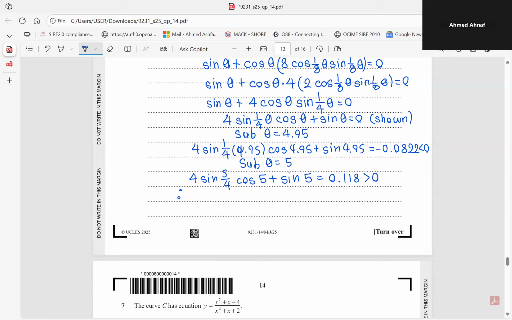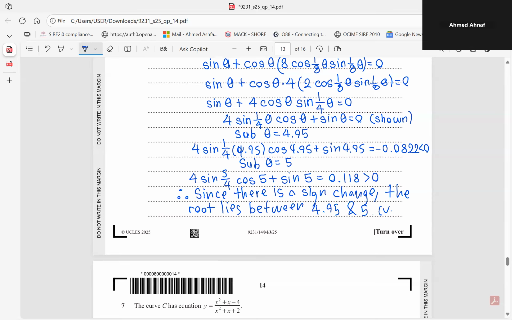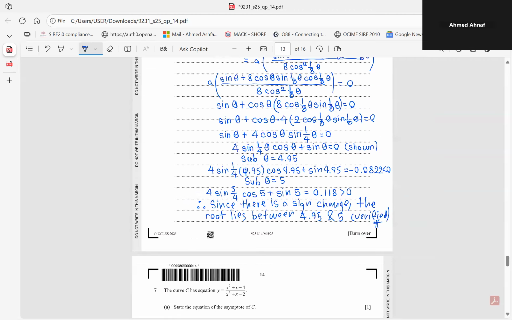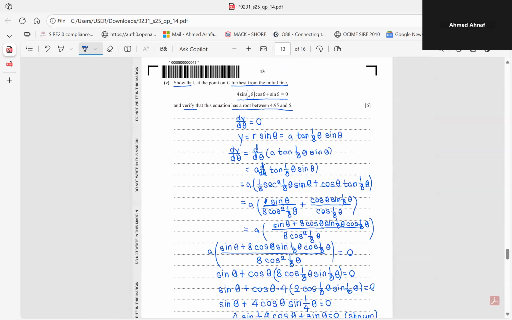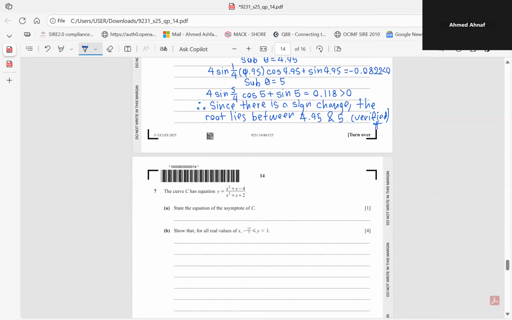So hence you can conclude that since there is a sign change, the root lies between 4.95 and 5. Verified. So this is our final answer for this part as well as the entire question. Let's head on to the next question.